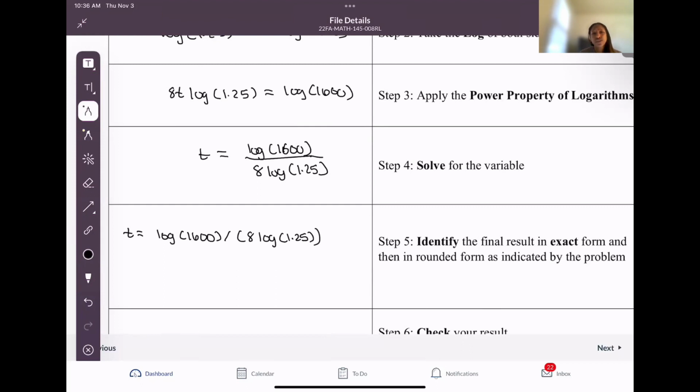Some people also like to do this in 2 steps. You can do log of 1,600 divided by 8, and then take that divided by log of 1.25. You can do it in 2 steps if you want to, but this is how you do it all in 1 step. All right, so let's type this in. Log of 1,600 divided by 8 log of 1.25. We get t is equal to 4.1329, or approximately equal to this.